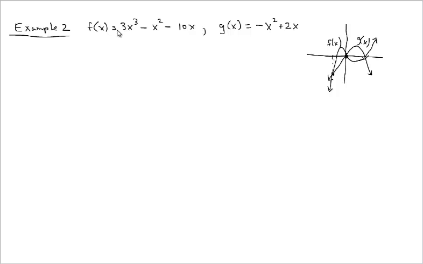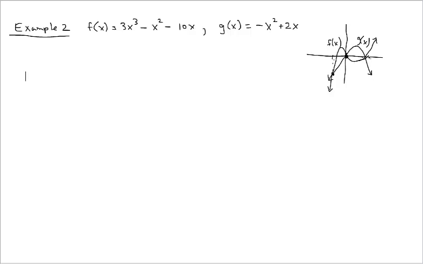All right, let's take a look at example 2. We have an f function and a g function. I went ahead and graphed them. The f function is cube, so if we looked over here at that particular graph, we would see that this is our f function. Our g function is quadratic. It is a downward opening parabola, and so it actually is this graph right here.